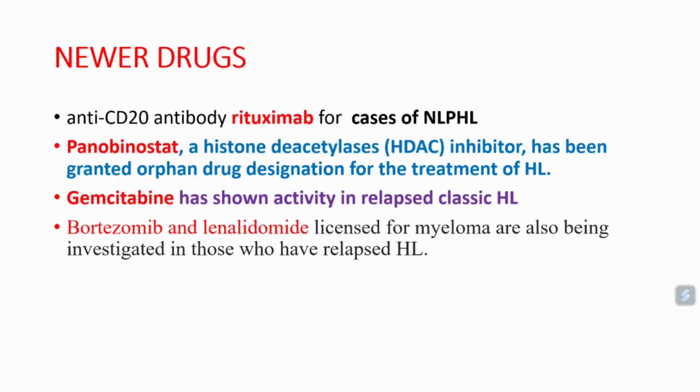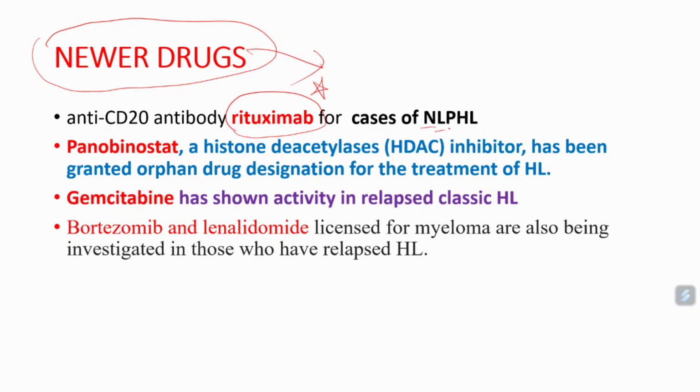Try to remember. Now we have a few newer drugs for Hodgkin's lymphoma. New drugs are always coming, and they are being studied in different patients. In Hodgkin's lymphoma, rituximab is one drug. Rituximab is mainly given for nodular lymphocyte predominant Hodgkin's lymphoma, so this drug is very effective for NLPHL. Another new drug is panobinostat, a novel drug which is studied and used in Hodgkin's lymphoma.